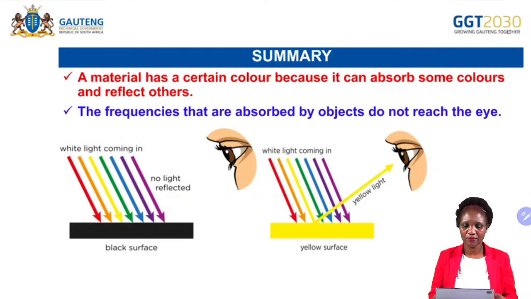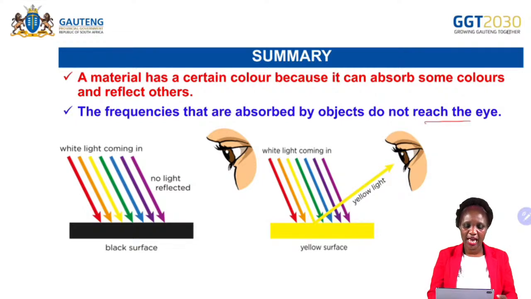Light is absorbed differently by different materials, depending on the colors. A material has a certain color because it can absorb some colors and reflect others. For example, red. We see red because if white light strikes an object, red is the only color that is going to be reflected to our eyes. Therefore, we'll see red.